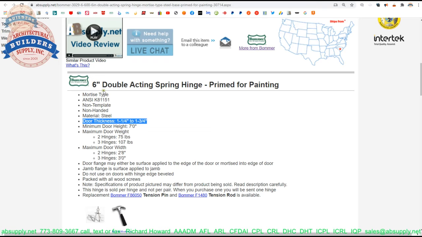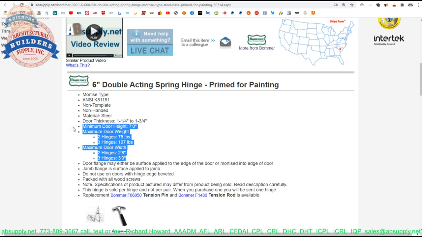If it's 1¾ inches, I'm looking at a 6-inch or larger. If it's 1½ inches, I'm looking at a 5-inch or a 6-inch. And then you go to the other particulars, which would be minimum door height, 7 feet. Maximum width for 2 hinges would be 75 pounds and 107 pounds if you're using 3 hinges. And then 3 feet on 3 hinges and 2'8", 32 inch for 2 hinges. These are general guidelines that the manufacturer has found to work pretty reliably in their application.